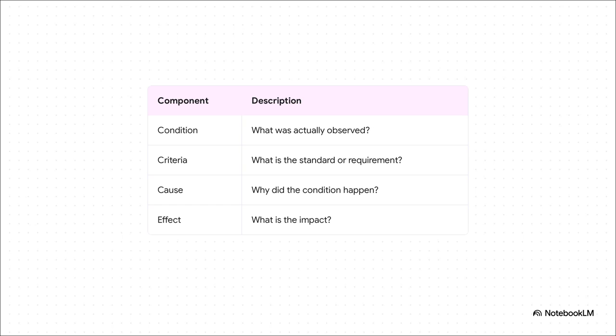The condition, which is what you actually saw. The criteria, which is the rule or standard that was missed. The cause, the root reason it happened. And finally, the effect, which is the impact of the issue.